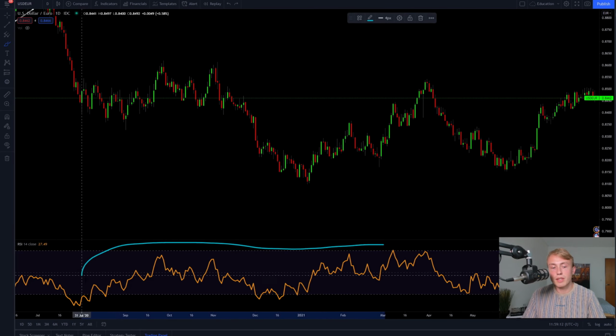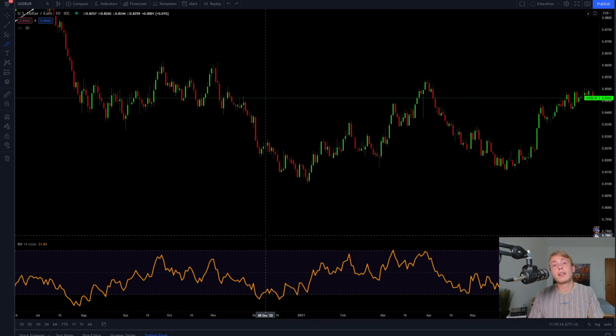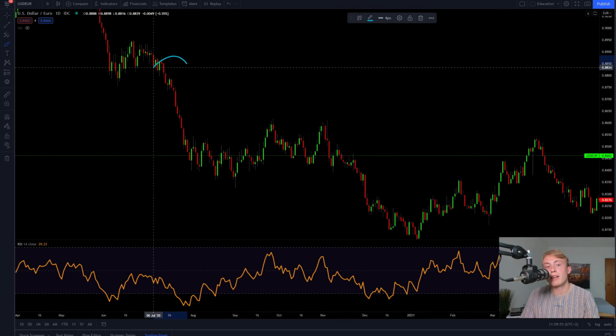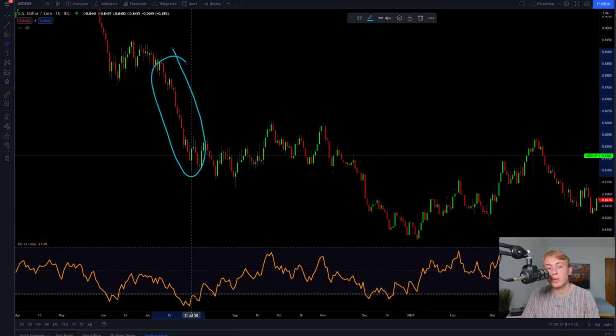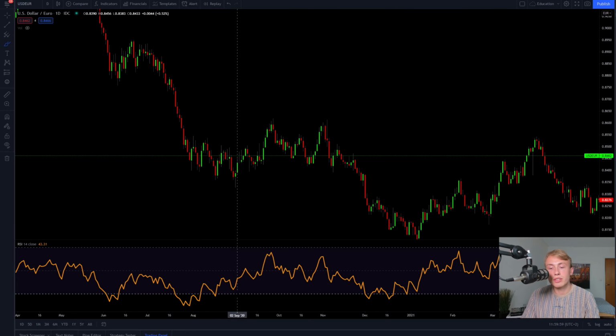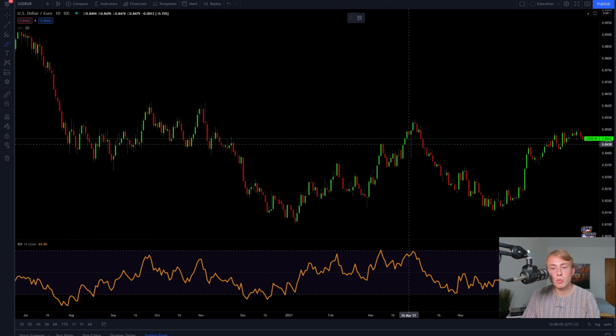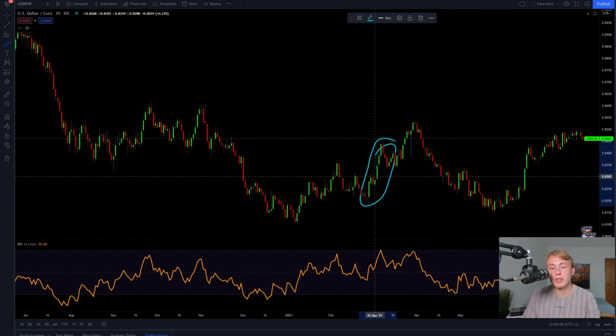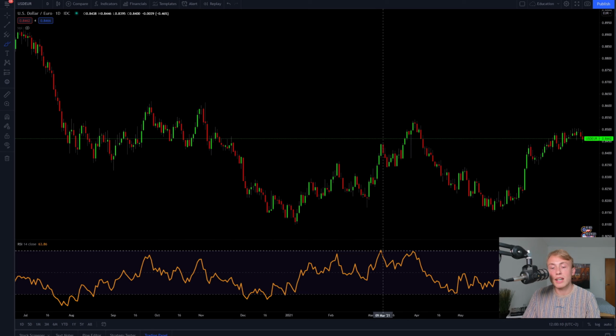So the RSI is what you can see here on the bottom. And what does the RSI tell us? Well, the RSI measures momentum. Put easily, we can say that momentum is the velocity of the price movement. So how fast is the price going up, or how fast is the price going down? When we have had a very strong impulse to the downside, we will have very low values on the RSI, and the opposite is true for the upside.